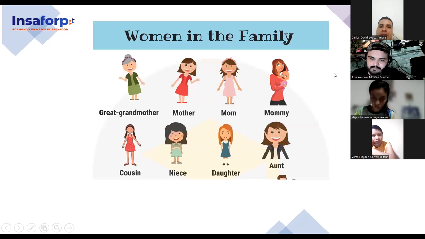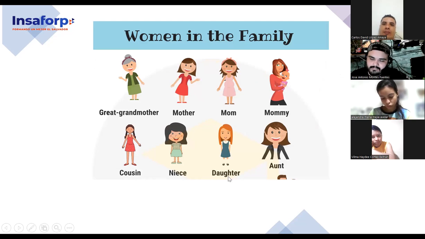Very good. Okay, here we have women in the family. We have great grandmother, a mother, mom. Sometimes we call mom. I don't know why the picture is like that. So that's the way it is. Cousin, niece, daughter, and aunt. Okay, here we have aunt. Okay, these are women in the family, right?